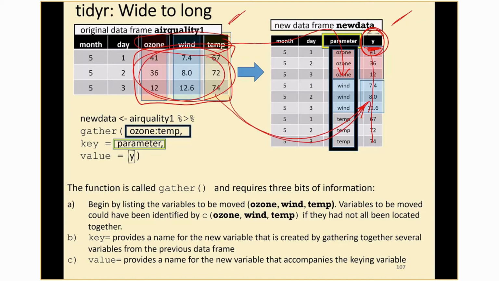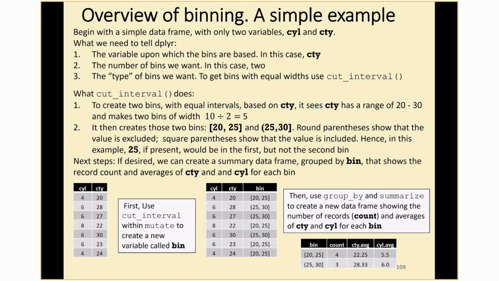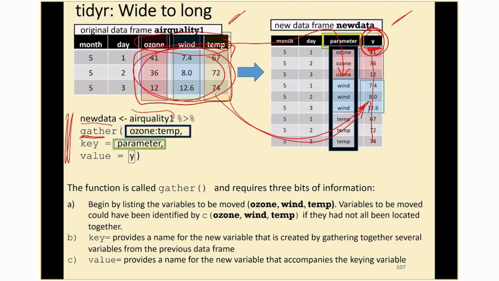So here's the code to do all of this. I'm going to create this new data frame called new data based on air quality 1, and the function I'm going to use is the gather function. So there's the gather function there, and there's its open parenthesis, and there's its closed parenthesis. And there are three bits of information that I'm requiring. I could put them on a single line, but to make things easier, I'm going to put them on three separate lines separated by commas.